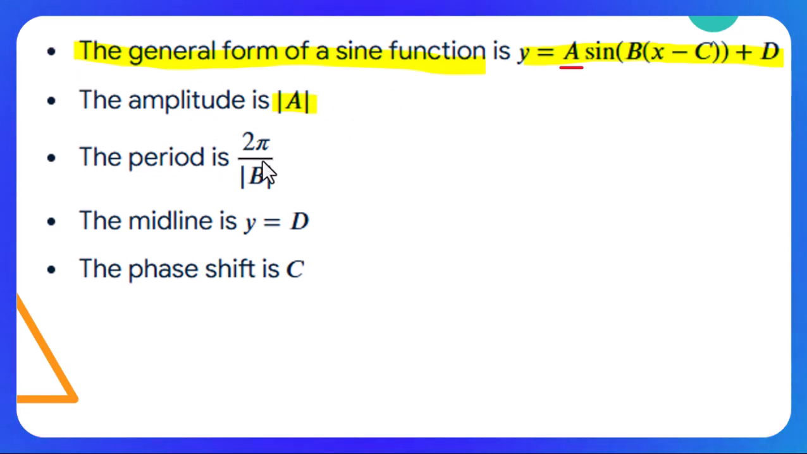Okay, now the period, we take our b and we divide that into 2 pi, and that gives us the period. The midline is an equation we get from d, whatever we're adding or subtracting to the end of that function. We're going to write y equal d. And then the phase shift is going to always be with the x. If it says minus c, okay, c is going to be positive. It's going to move to the right. If it says plus c, c is going to be negative and it's going to move to the left.